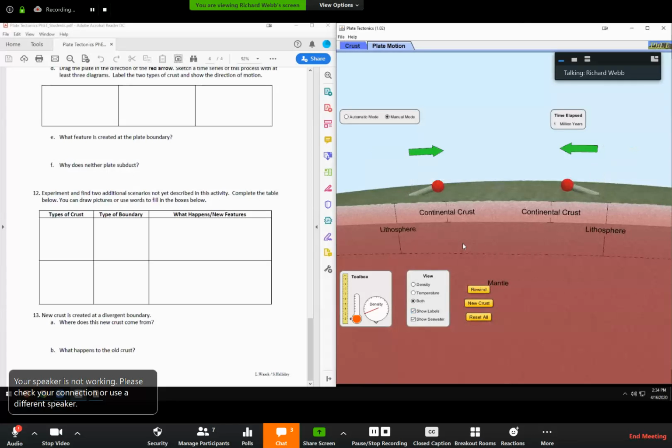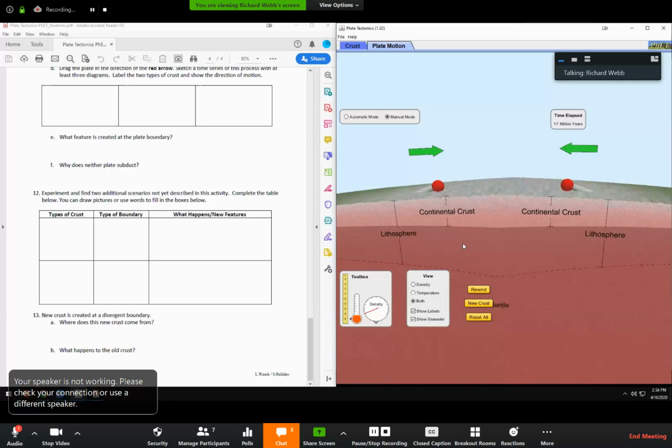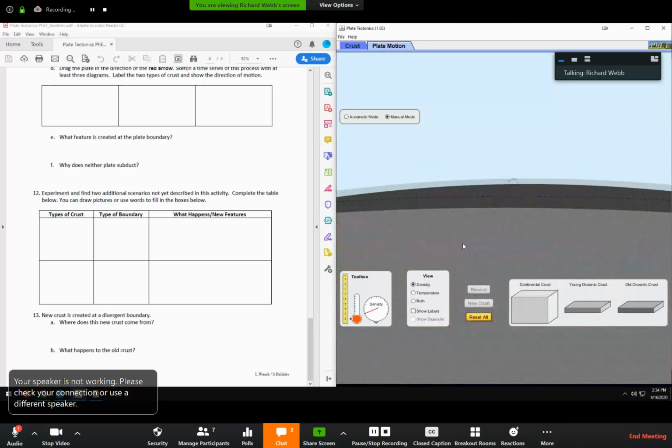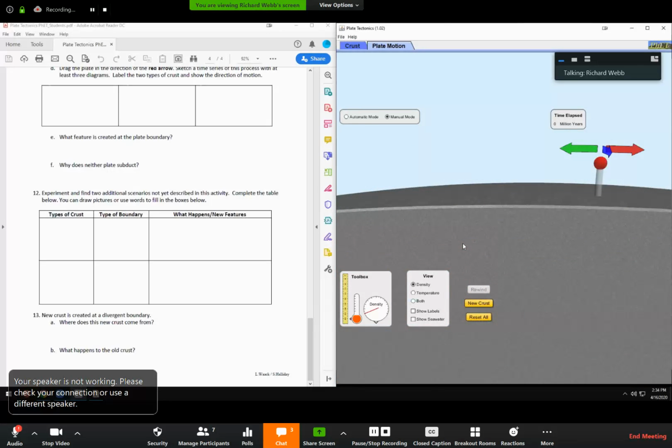bring them together. There's no subduction now because you don't have an ocean plate and a continental plate. You have 2 continental plates coming together. And so we can see what happens there. Or, just as interesting, I'm going to put 2 oceanic plates and make those come together. One's old and one's young.